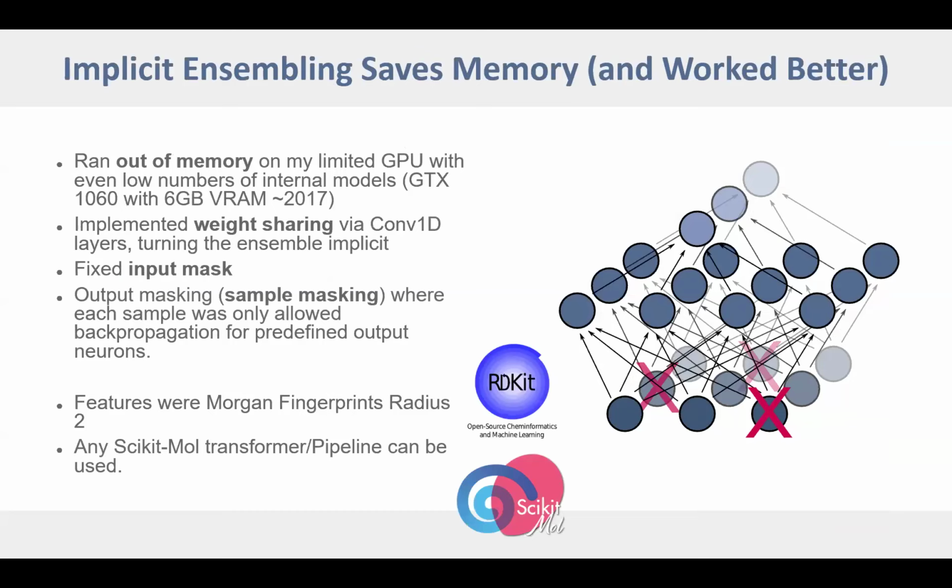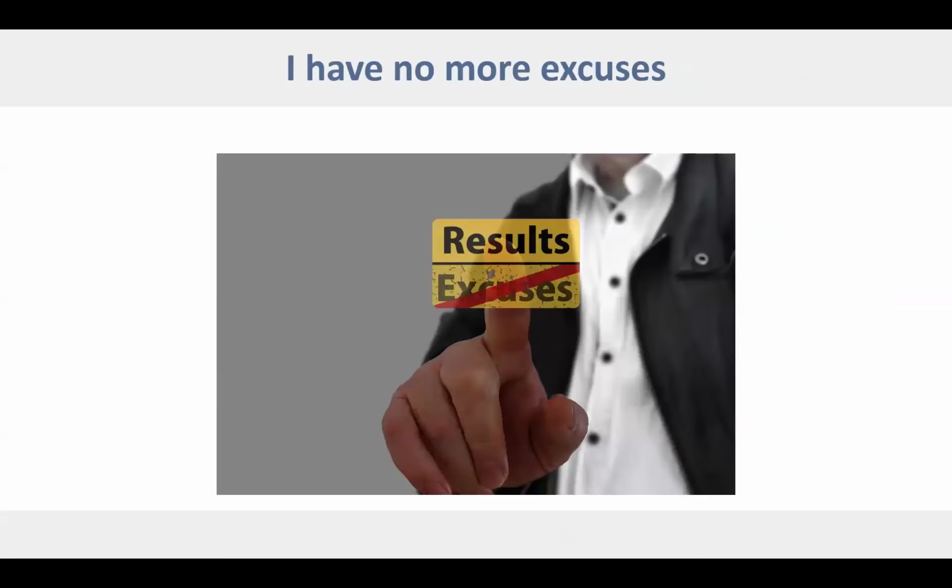It's still a fixed input mask, and we have this sample masking where we only backpropagate for some predefined output neurons. The features in this experimental setting were Morgan fingerprints with radius 2, but basically any scikit-mol transformer pipeline can now be plugged into the data module for this. So if you want another fingerprint, it will also be available. And now I have no more excuses.